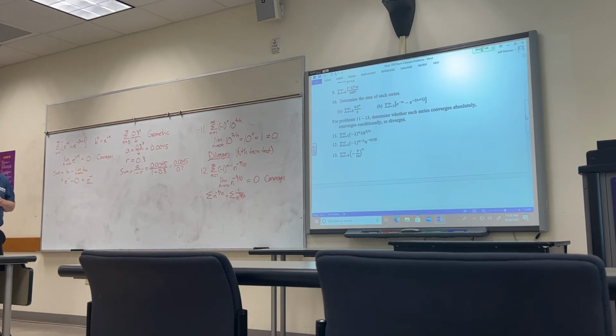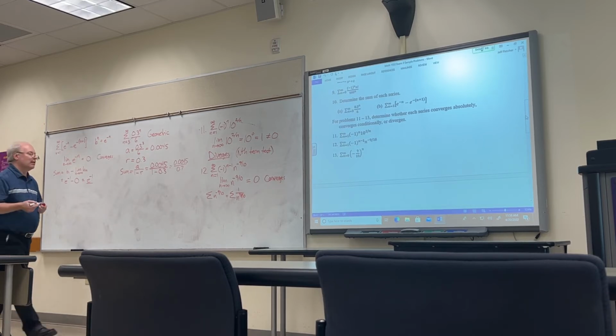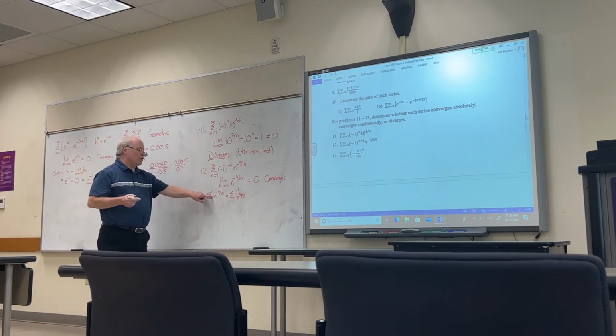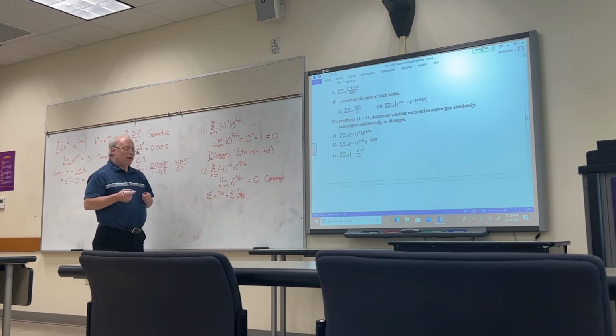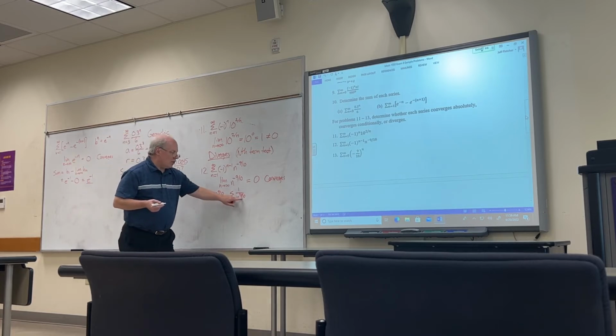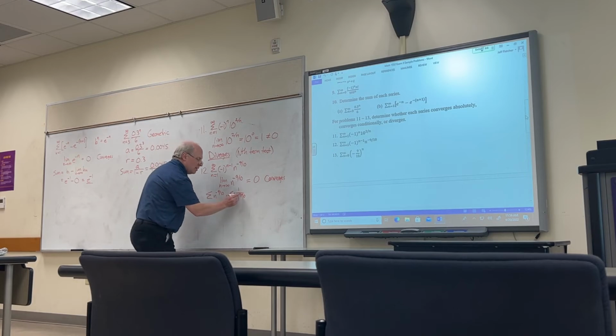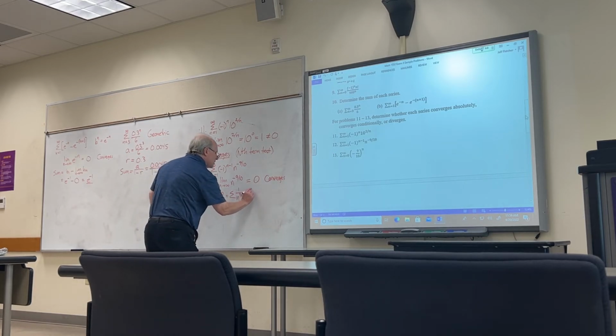Well, the limit of the terms going to 0 does not guarantee that a series converges if it's not an alternating series. So now we're just looking at the series with all positive terms. Well, what type of series is this? Yeah, it's a p series. How can we tell if a p series converges or diverges? Yeah, compare p with 1. So here, p is what? 9/10.